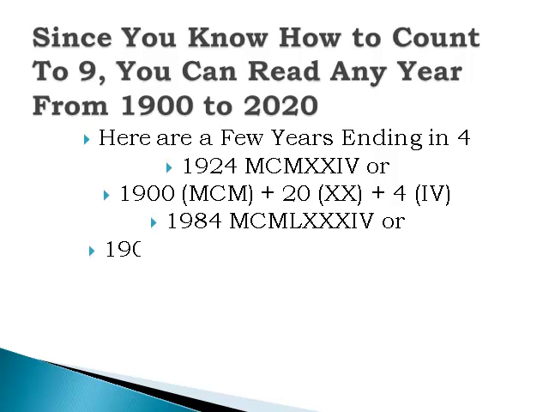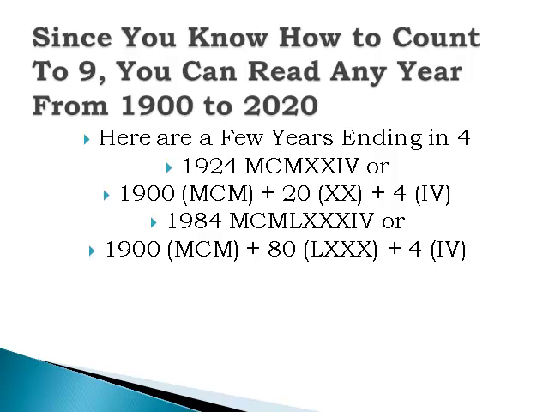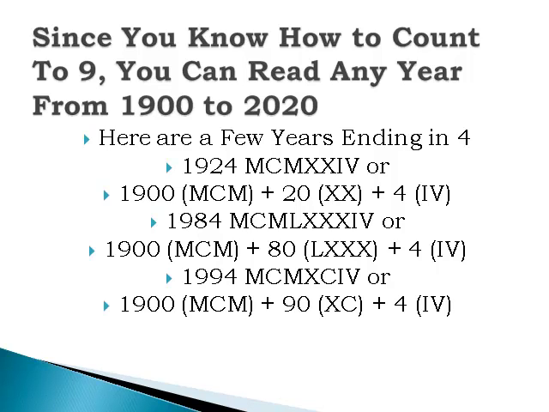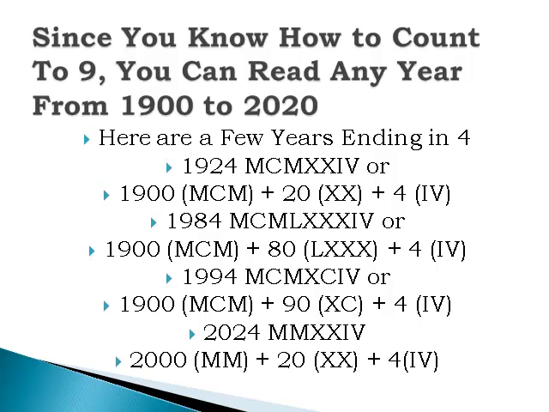Then 1984 will be MCM for the 1900, and the 80 is L for 50 plus 10, 10, 10, or XXX, plus IV for 4. 1994 is 1900 plus 90, which we now know is XC, where 10 is being subtracted from 100, plus IV for 4. And then 2024 is simply MM for 2000 plus XX for 20 plus IV for 4.